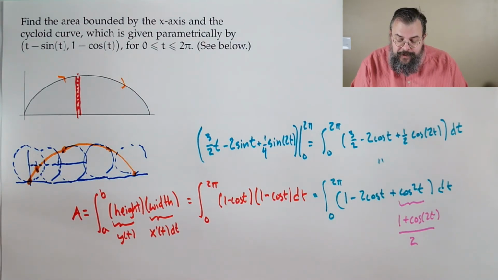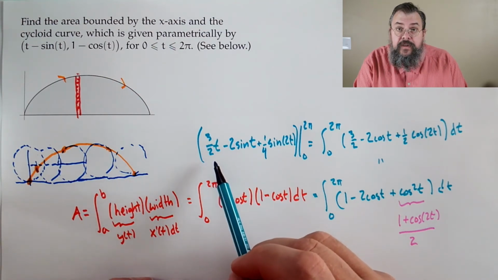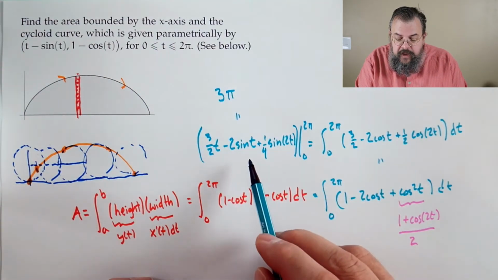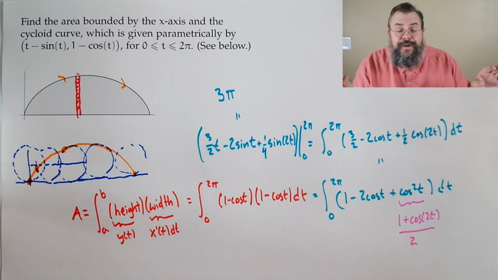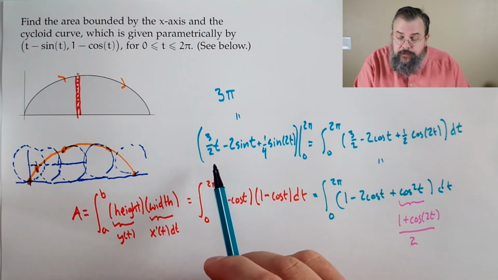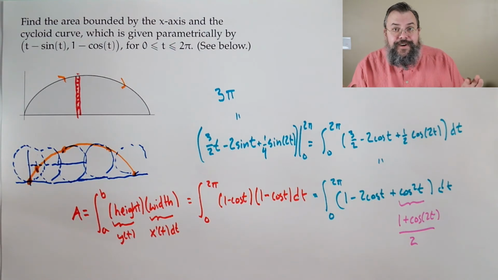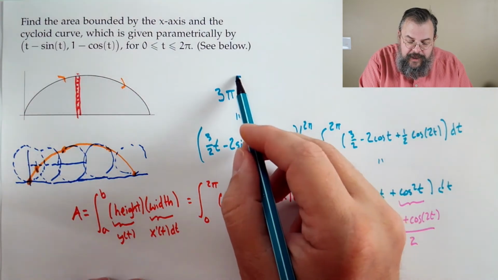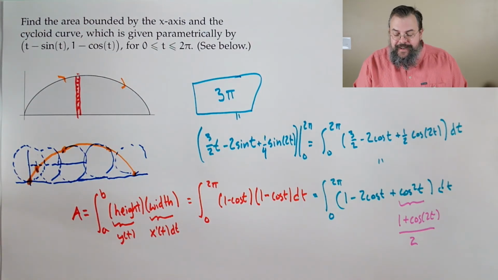Okay, well, what happens? Plug in 2 pi. 2 pi times 3 halves, well, that would be 3 pi. Sine of 2 pi, 0. Sine of 4 pi, 0. Plug in 0. Sine of 0, 0. Sine of 0 again, still 0. So everything drops out except that one term telling us that that shape has a beautiful area, 3 pi. And we're done. Wow, that's a great shape.